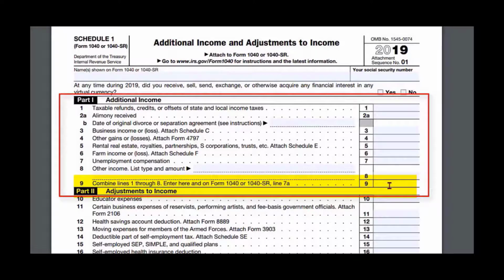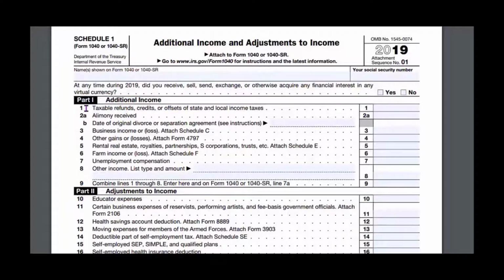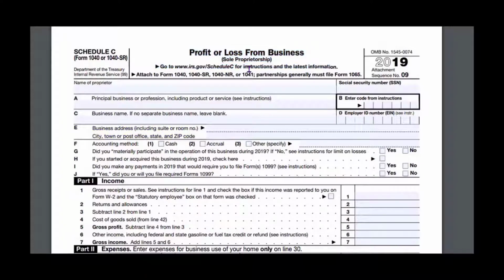But what is it totaling? It's actually totaling additional income. That additional income is essentially part 1 of additional income, Schedule 1. But what she wants to make sure she has a number on is line 3, business income or loss, attached Schedule C. So attached Schedule C is what she's looking for because the Schedule C is the sole proprietorship profit or loss from business.